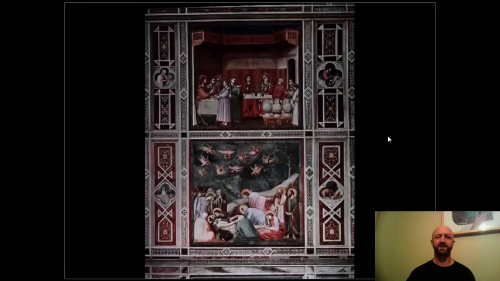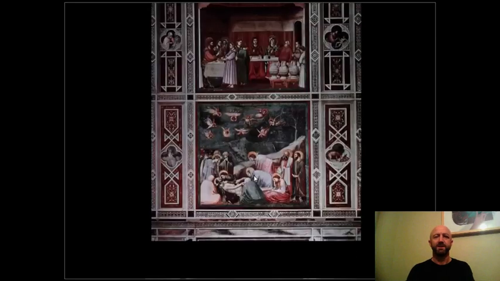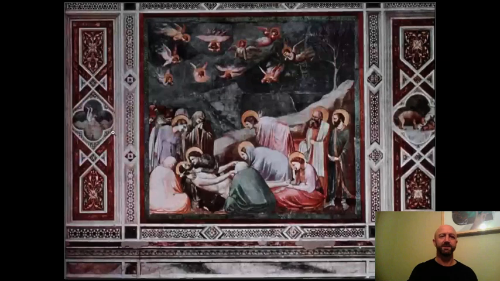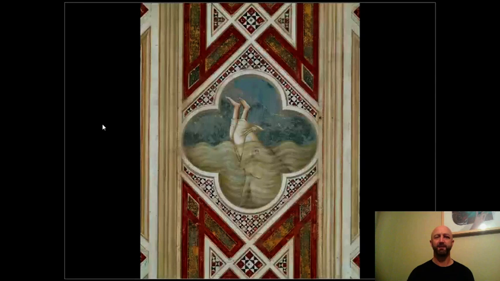You can see it everywhere. I'm just going to get us up close here. On this scene of the Lamentation, off to the side, in what is a typology of the Old Testament, in this quatrefoil is what looks like a fish eating a human being. That, of course, is the story from the Old Testament of Jonah and the whale.